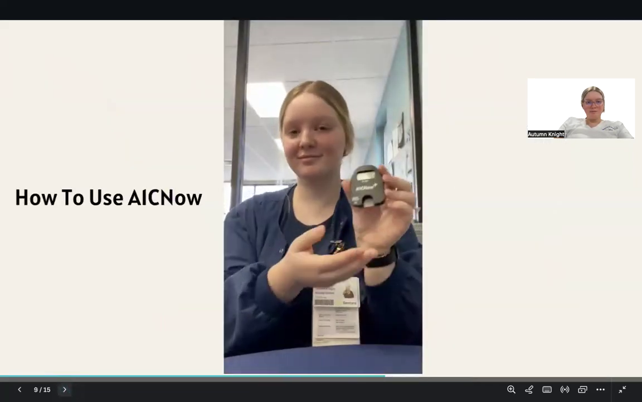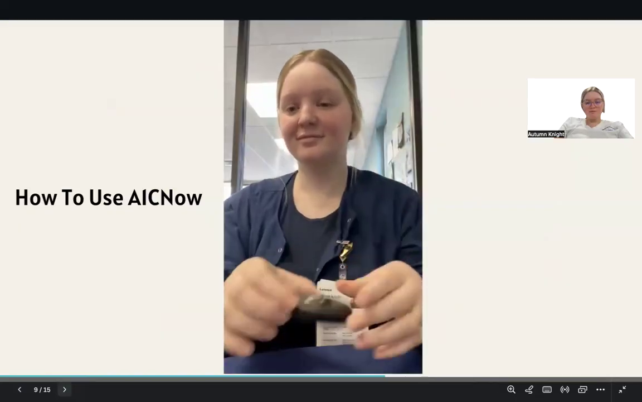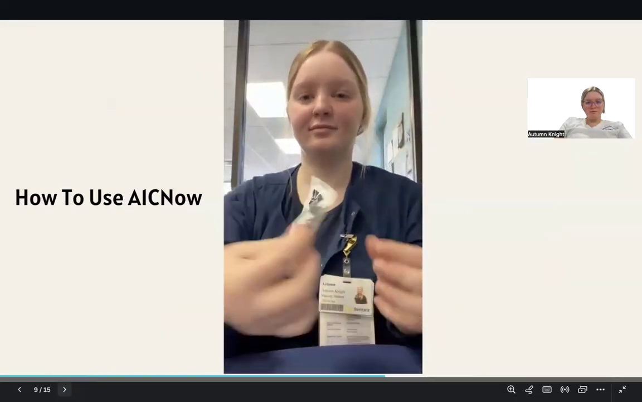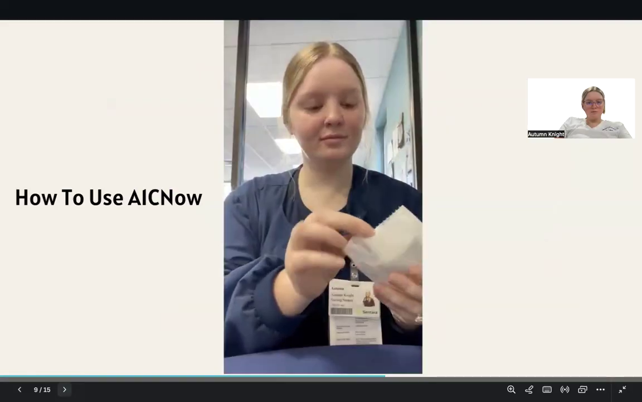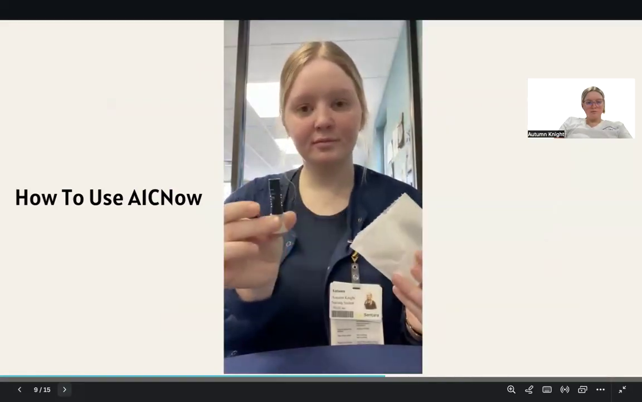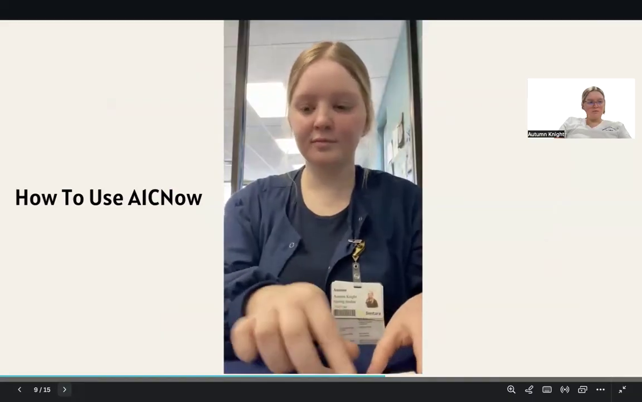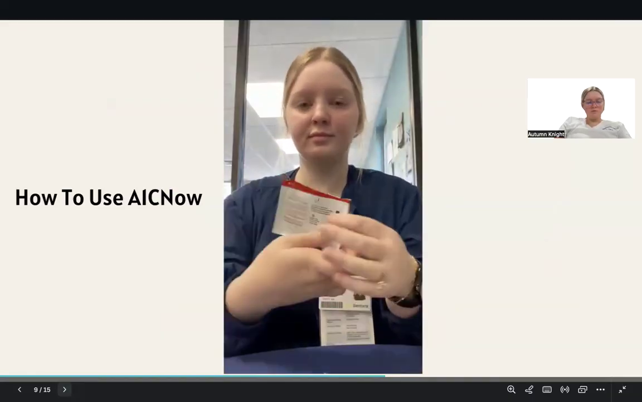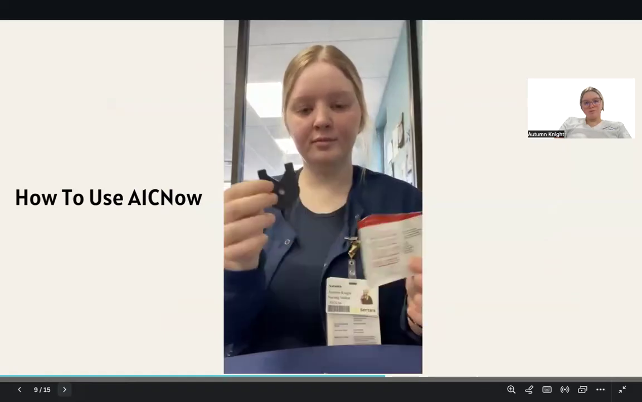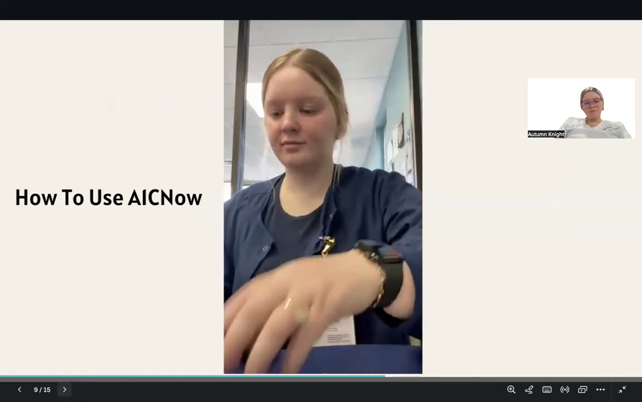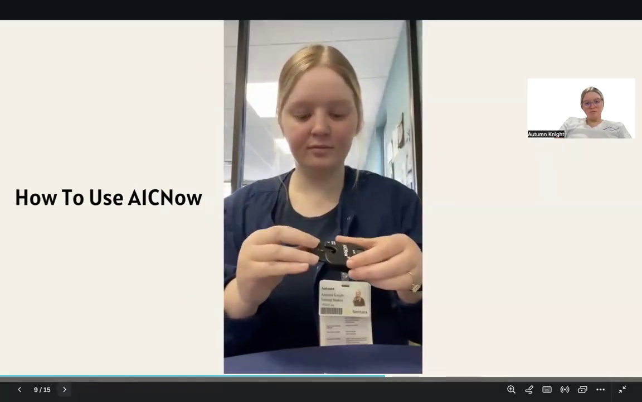First, you're going to grab your A1C Now machine, and then you're going to grab your two kits. So this is kit 1, and it has the shaker body as well as the blood collector in it. Then you're going to grab kit 2, and this has the cartridge to insert into the machine.